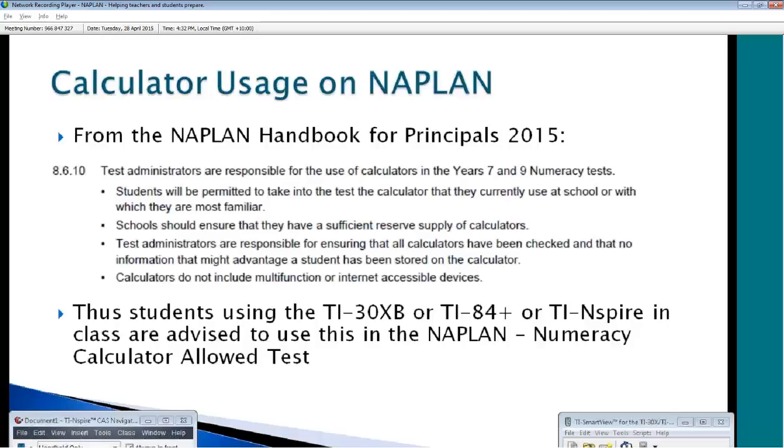What we have to be careful of is the third point that I've got up there, which is test administrators are responsible for ensuring that all calculators have been checked and that no information that might advantage a student has been stored on the calculator. There are a few different ways that you can do that, and if you want more information, the TI website has things like Press to Test, apps like that, which can shut off parts of the calculator. The main thing is that they're not to have any sort of programs written in there that will do some of the work for them.